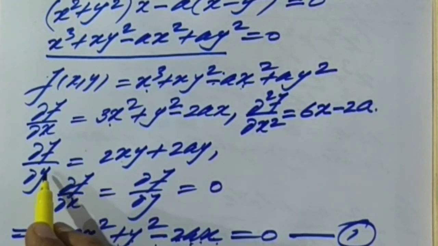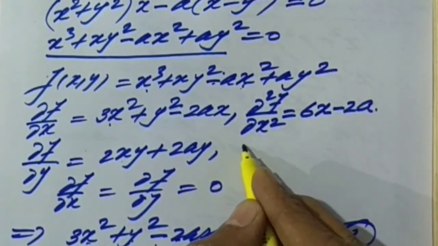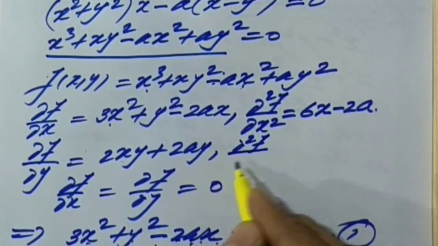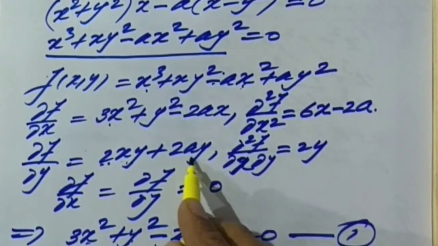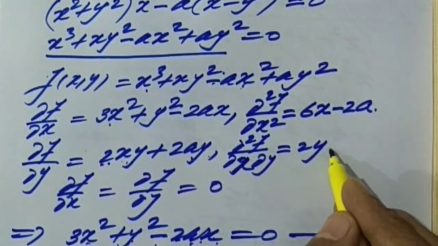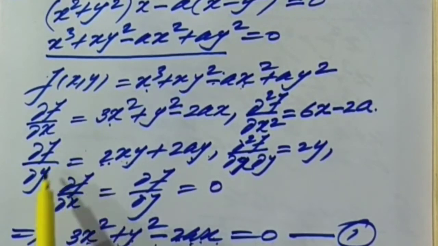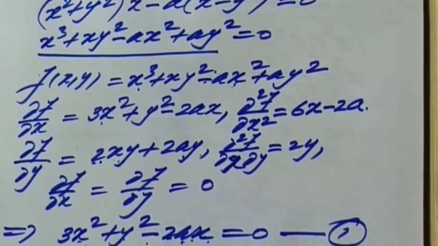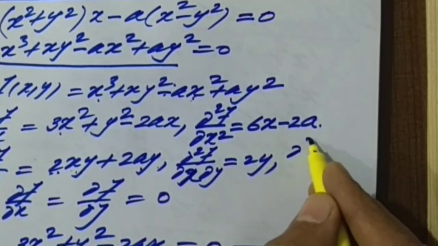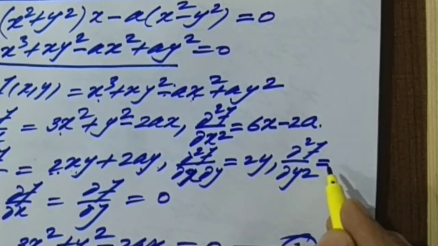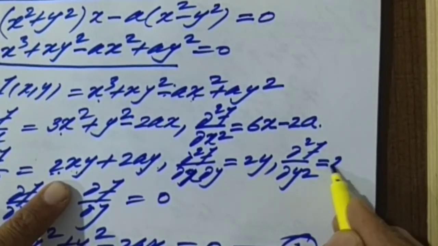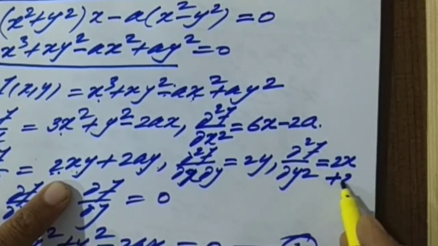If we differentiate ∂f/∂y with respect to x partially again, we get ∂²f/∂y∂x. Differentiating partially with respect to x, the first term gives 2y and the second term is 0. Finally, differentiating ∂f/∂y with respect to y again, we get ∂²f/∂y², which is equal to 2x plus 2a.